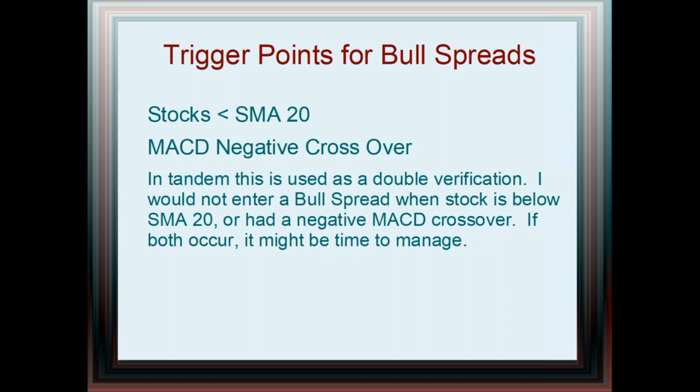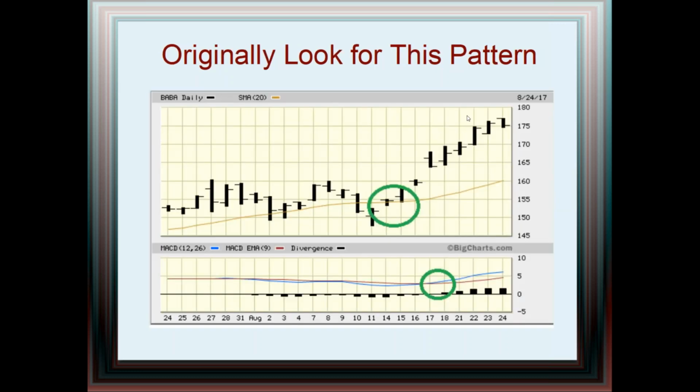Or if I was in a bear position where I originally looked for stocks under the 20-day or 50-day with a negative crossover, and it changed and the MACD went positive and the stock moved above the 20 or 50-day moving average, two of my indicators are broken, the verification is there, it looks like my stock is now going bullish. I would need to consider closing out the position or adjusting it as well. So what are we talking about?